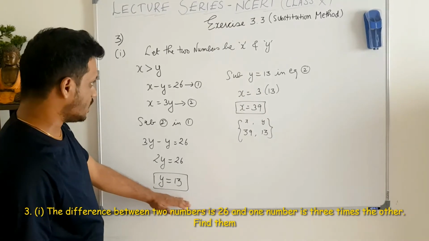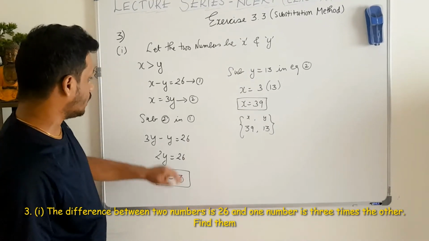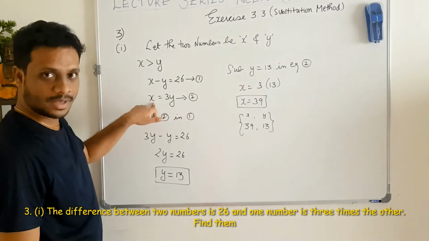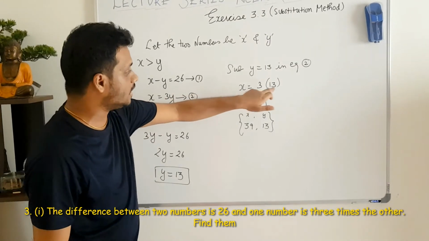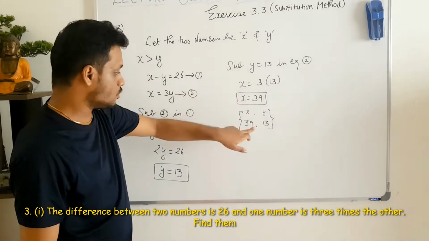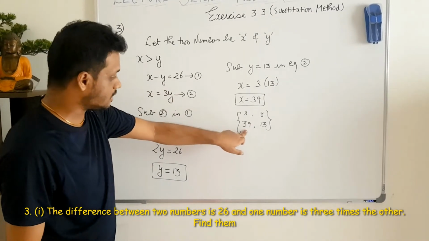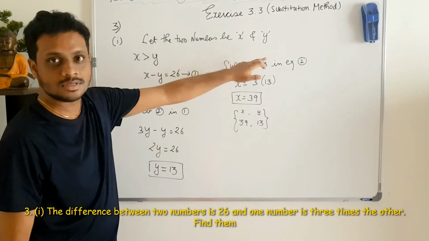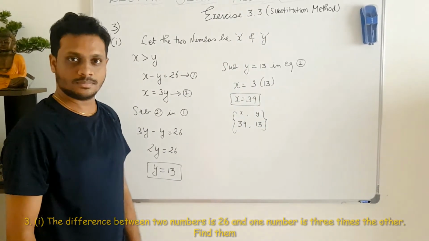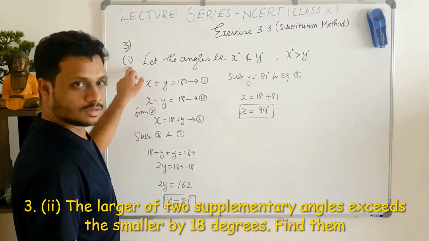After obtaining y is equal to 13, I substitute the value of y equal to 13 in the second equation in order to obtain my x value. So x will be 3 times 13, so x will be 39. So x is 39 and y is 13 is the solution for this equation, and 39 and 13 are the two numbers that they have asked us to identify. So this is the second subdivision in the third question.